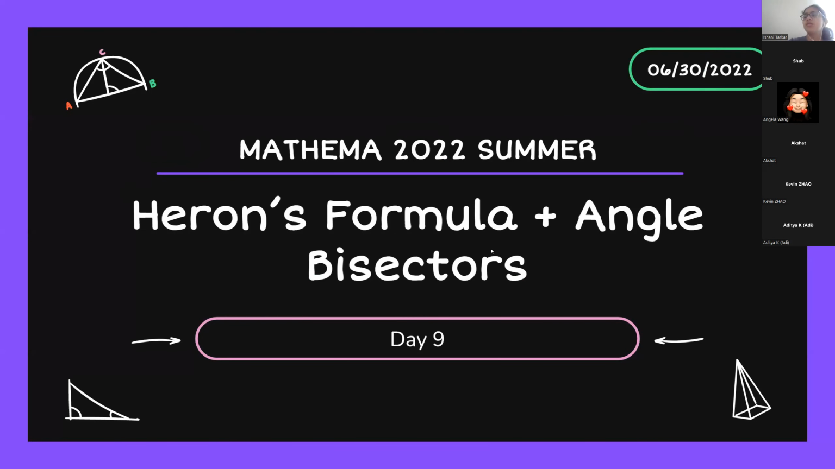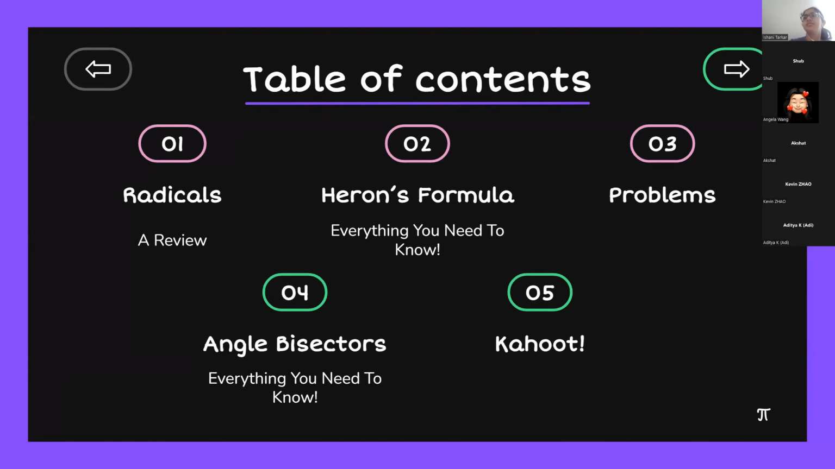Okay, so today we're going to be learning about Heron's formula and angle bisectors. We're going to first go over radicals because that's important, in case you just need a refresher, and then Heron's formula, and then problems, and then angle bisectors, and then a Kahoot.